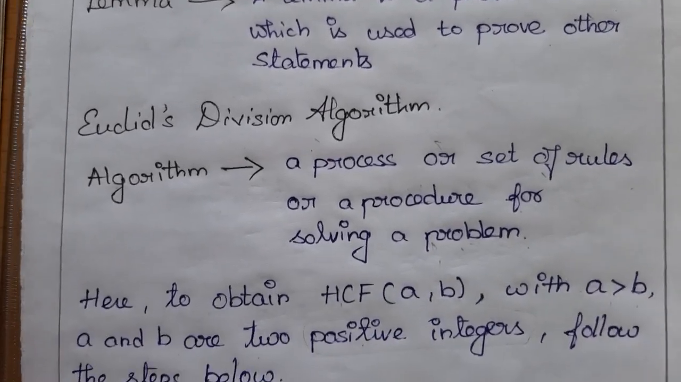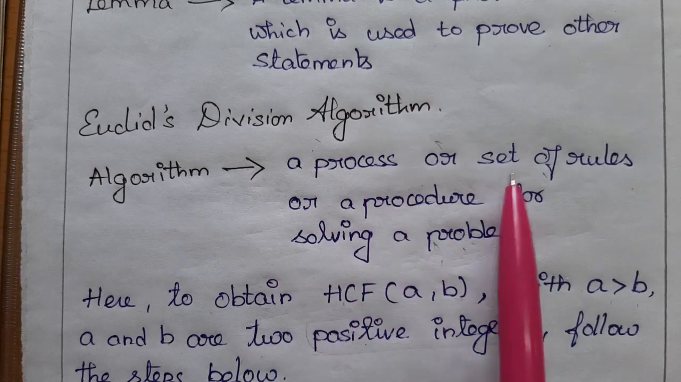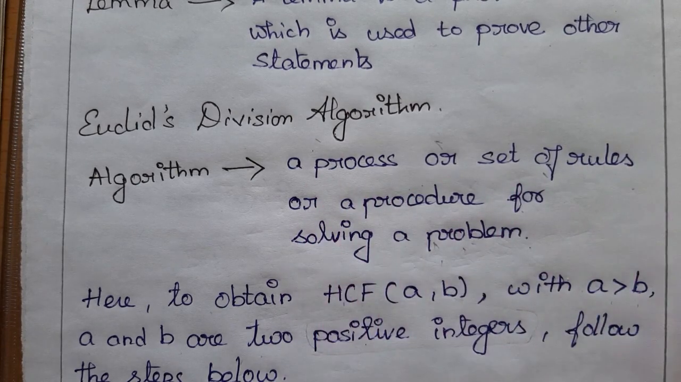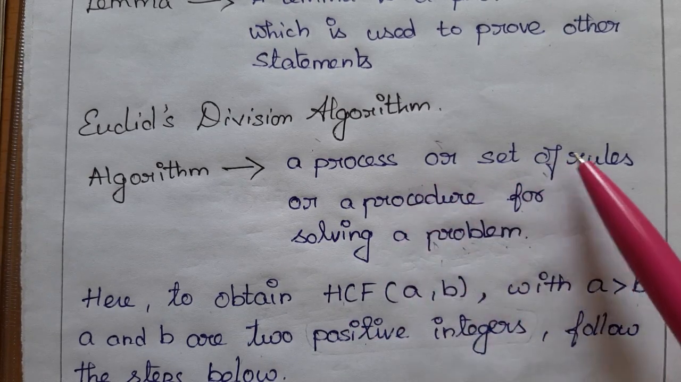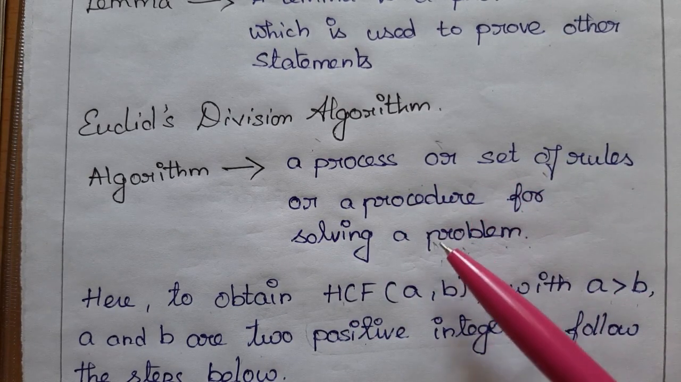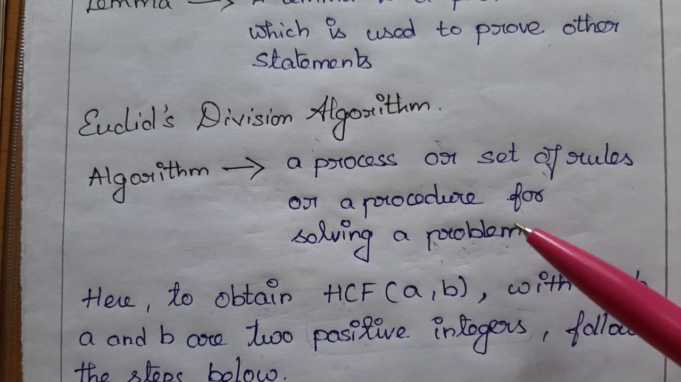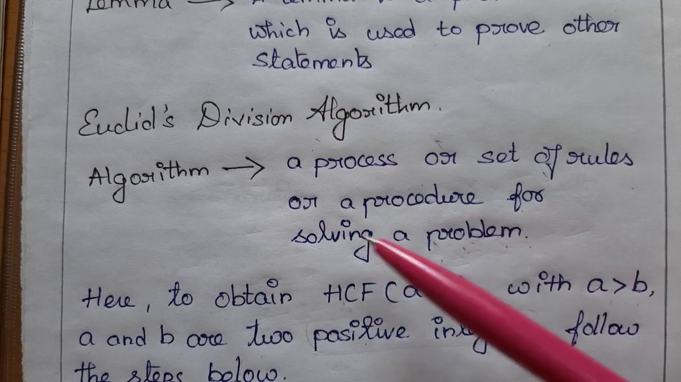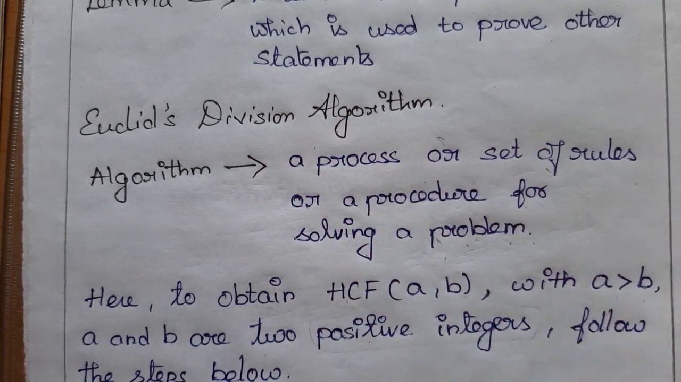The next content is Euclid's division algorithm. What is an algorithm? An algorithm is a process, a set of rules, or a procedure for solving a problem. So any process, rule, or procedure that you use to solve a problem is called an algorithm. Mostly we use it in mathematics and computer science. So here we use the Euclidean division algorithm.